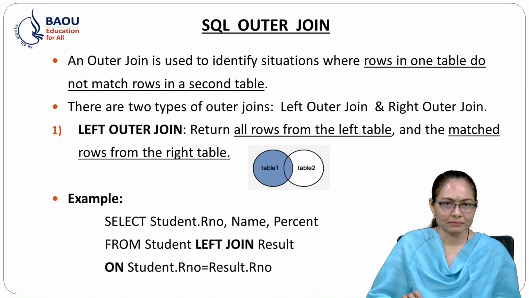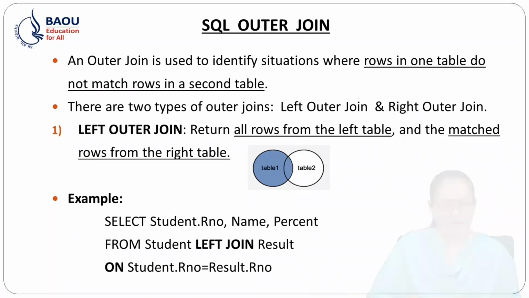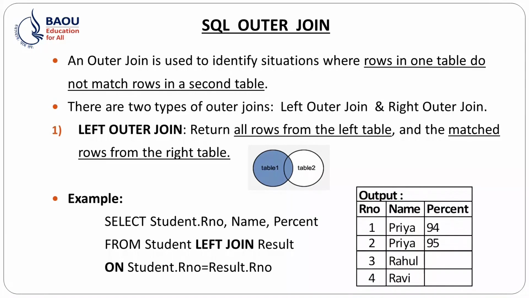For example, select student.roll number, name, percentage from student left join result on student.roll number is equal to result.roll number. Here the left table is the student table. So this query displays all the rows from the student table even if there is no match with the roll number in the result table.